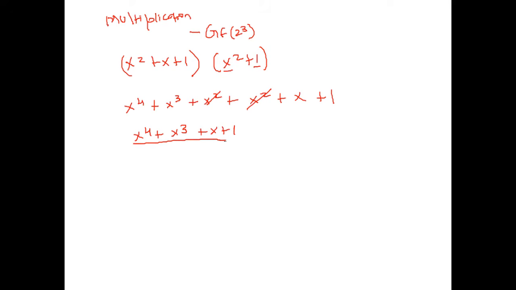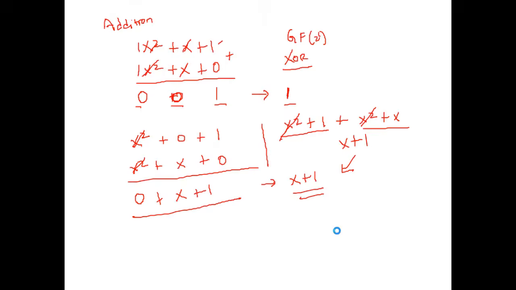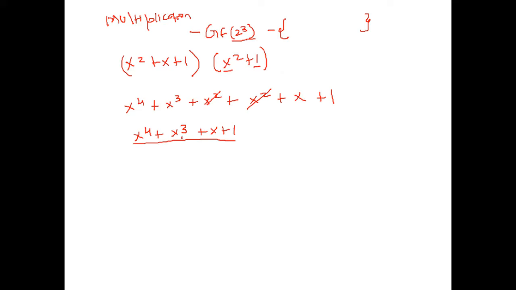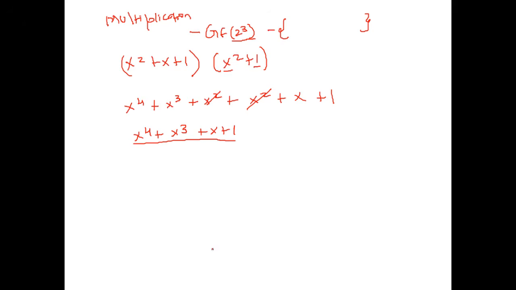But is this polynomial present in our set of elements corresponding to GF(2^3)? Is x^4 + x^3 + x + 1 present in this set of elements? We'll go and check that. This is the set corresponding to GF(2^3), and we don't have x^4 + x^3 + x + 1 in GF(2^3), because the highest degree we have here is only x^2, and the result we have attained is x^4 + x^3 + x + 1.